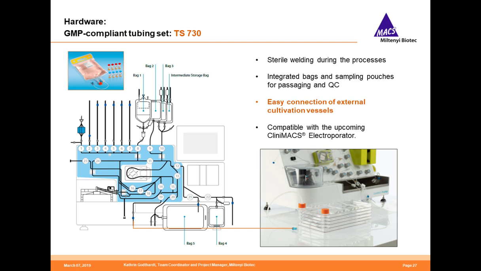For cell culture vessels, we are using here in this picture, as you can see, cell stacks which are available in different sizes from 1 layer, 2 layer, or 5 layer. And at the end, you can connect 3 different stacks in parallel and can process them subsequently with the Prodigy. Which is also possible is to connect the Clinimax electroporator to this system, which then gives you the possibility for genetic modification of cells.